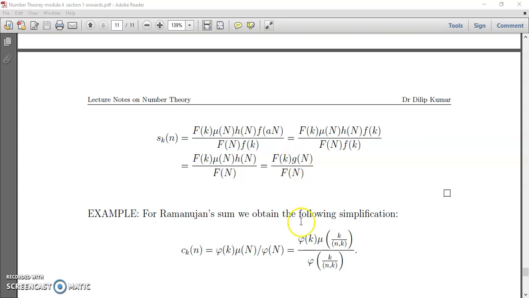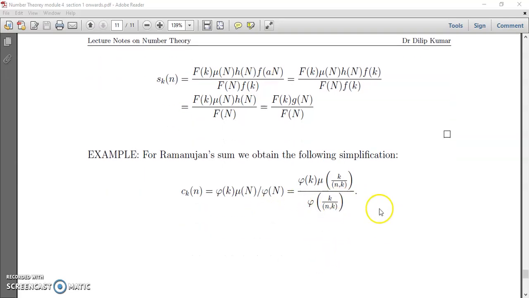Now as an immediate consequence of this theorem, if we replace in sk of n the f of d by d and g of k by d by mu of k by d, we will get the result corresponding to the Ramanujan sum. Ck of n is phi of k mu of n by phi of n. So this is what we are going to get. And what is n? N is nothing but k by gcd of nk. So that we have replaced it here. Thus we obtained this example also.